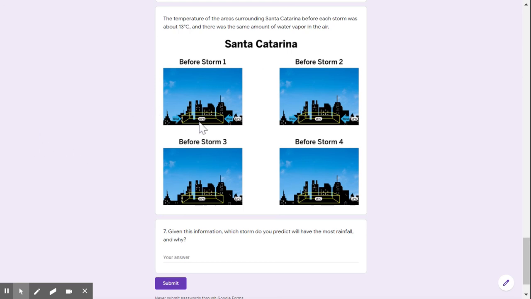We have 30, 15, 30, 15, and the degrees on the outside of the air parcel are as follows: 13, 13, 13, and 13. And in storm 1 and 2, we see that there is wind and no wind in 3 and 4. Given this information, which storm do you predict will have the most rainfall and why?